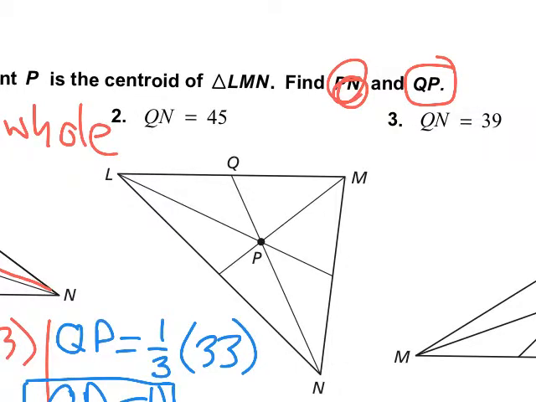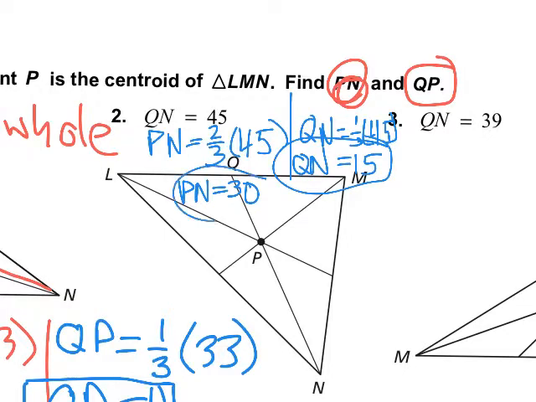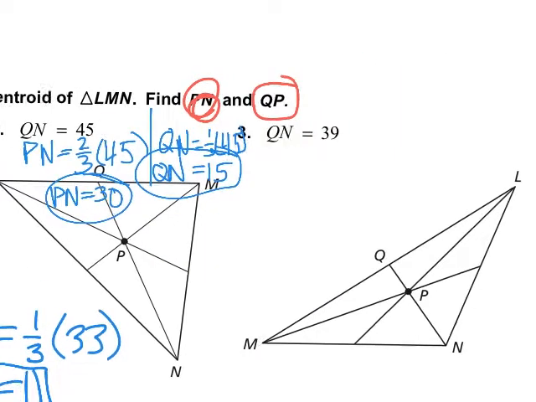All right, number 2, QN, again, is the whole. So PN is the long side. PN should be equal to 2/3 of the whole of 45. That means PN is going to be 30. And then QN is the short side. It should be 1/3 of the whole, so QN is going to be 15. Pretty straightforward stuff.